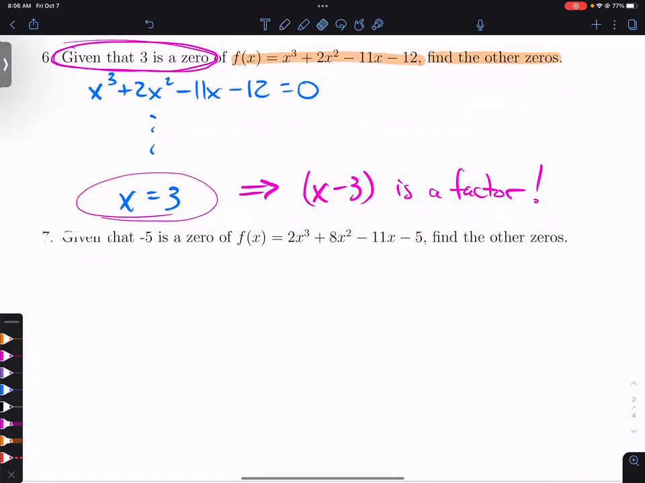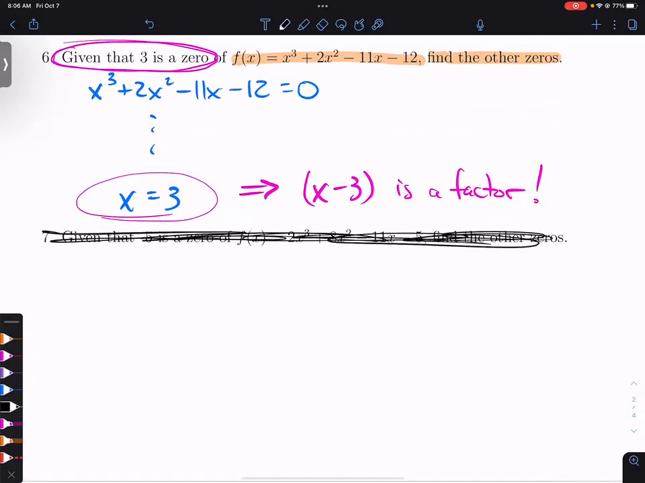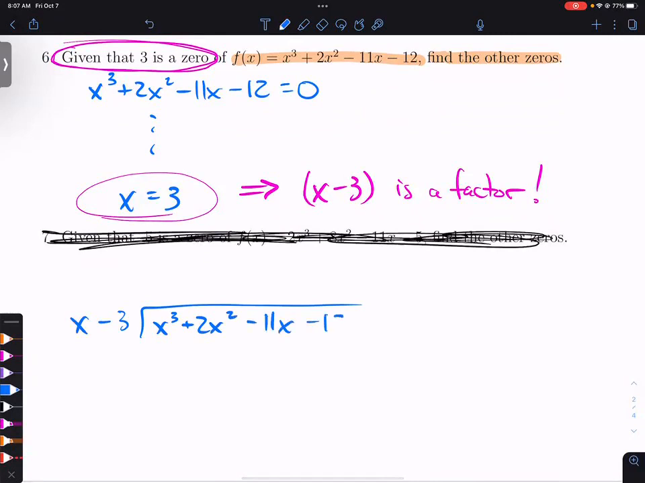Where do I want to do this? Let's just forget about that for a second. So we need to divide x minus 3 into x cubed plus 2x squared minus 11x minus 12. You can do that either by long division or synthetic division. I think we talked about both yesterday, right? Do you guys have a preference? Synthetic. Okay, so we can probably just run through both real quick.